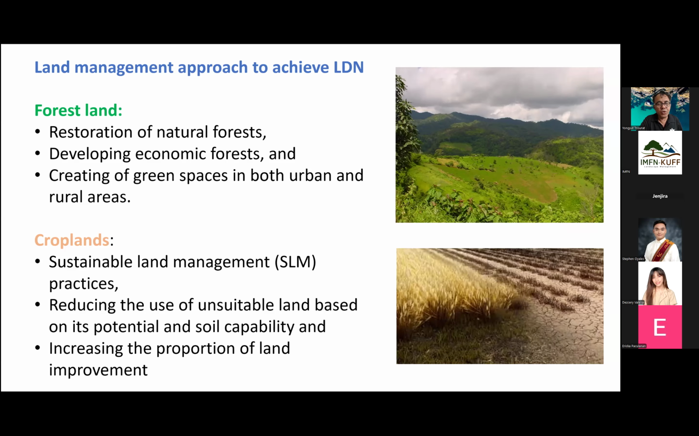So reduce the use of unsustainable land, meaning the marginal agricultural land. Is it possible to encourage the farmer to stop agriculture and change to other practices like agroforestry or other uses? Otherwise, the farmer invests a lot of money, but the economic return is very low compared to going to the fertile land. And increase the proportion of land improvement by various practices.